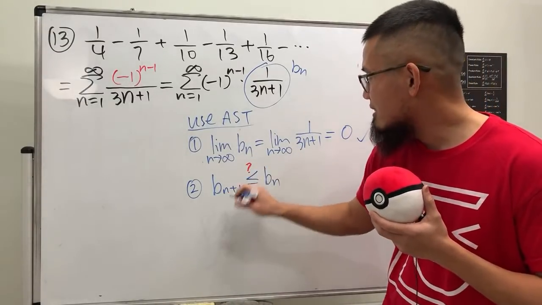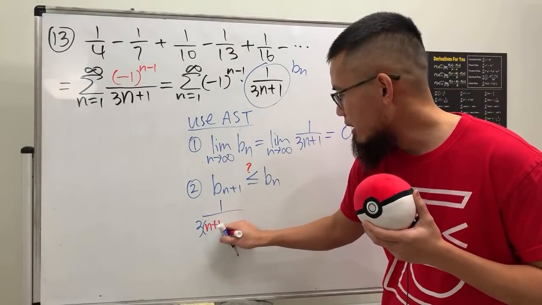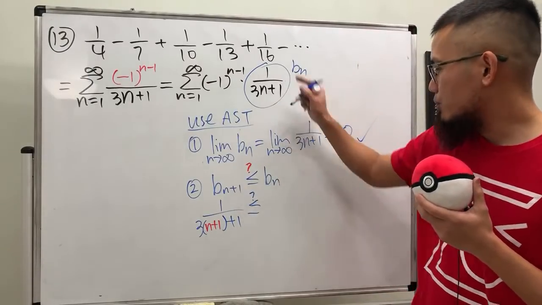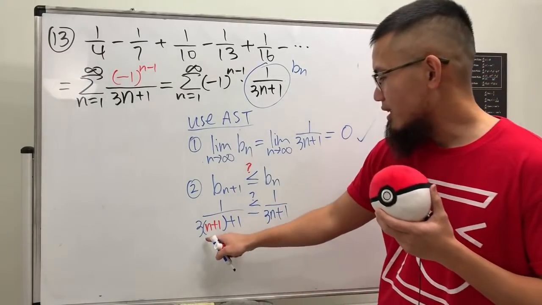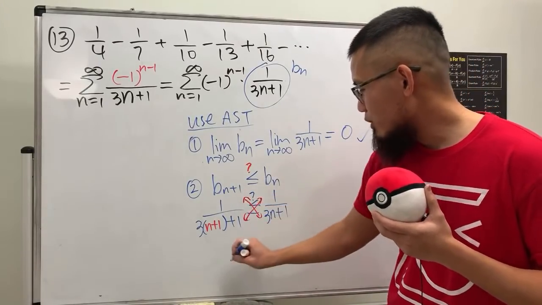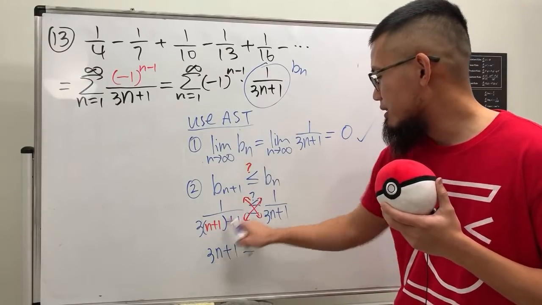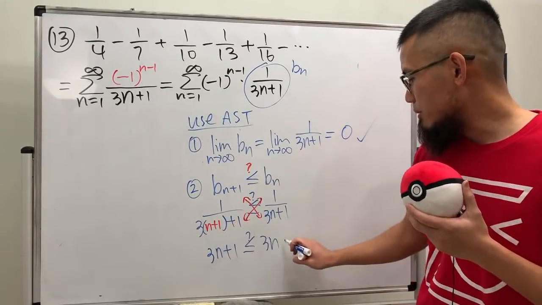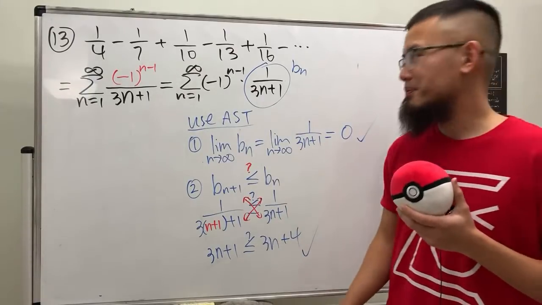Anyway, this right here is the same as saying 1 over 3 times n plus 1, and then plus 1. Is this less than or equal to Bn, which is just the original? Well, of course it is. Just have a look. If you would like, you can cross multiply. So it's 3n plus 1, is this less than or equal to 3n plus 3 plus 1, which is plus 4? So this is, of course, true.